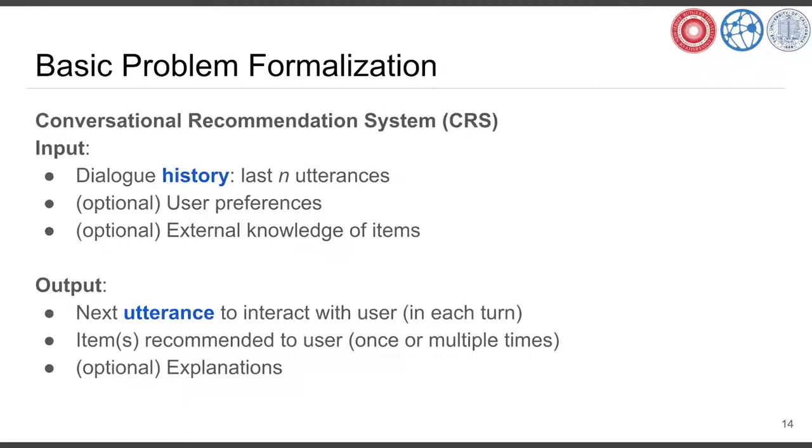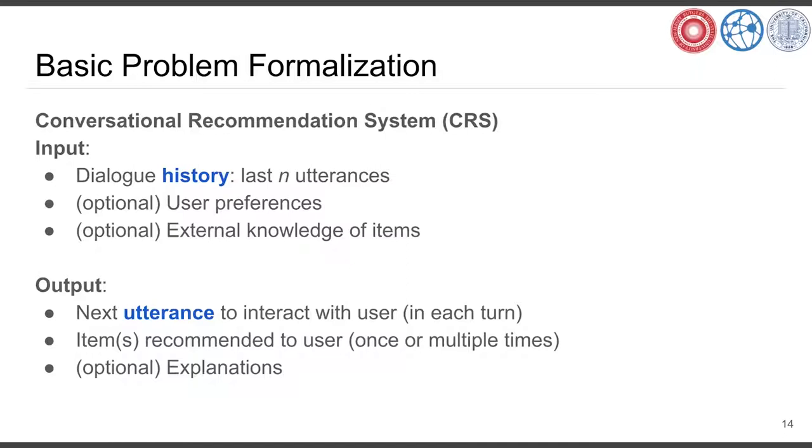Okay, once you understand the difference between the CRS and other components in the whole conversational AI system, here is the basic definition of the conversational recommender system. A CRS takes as input some dialogue history, which basically means the last N utterances in the history dialogue. And sometimes it will also take as input the user preference, either from external user history, clicks, or purchase behavior.